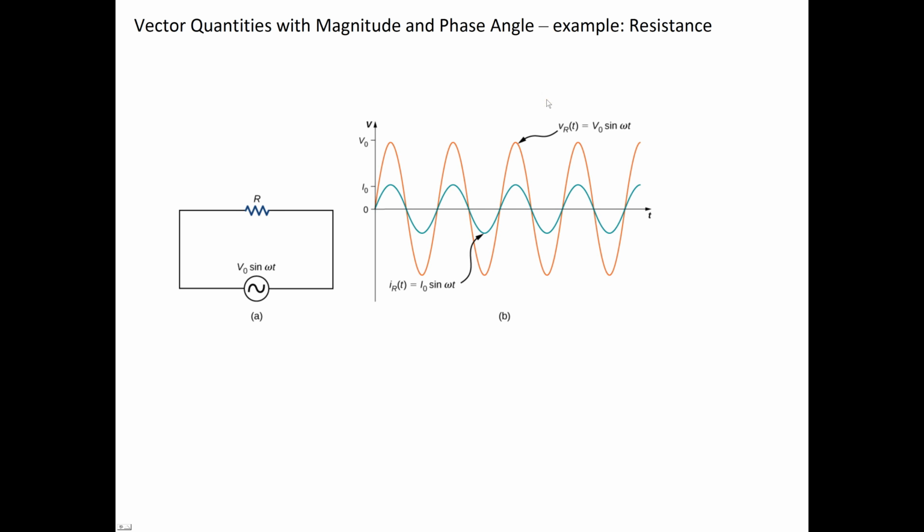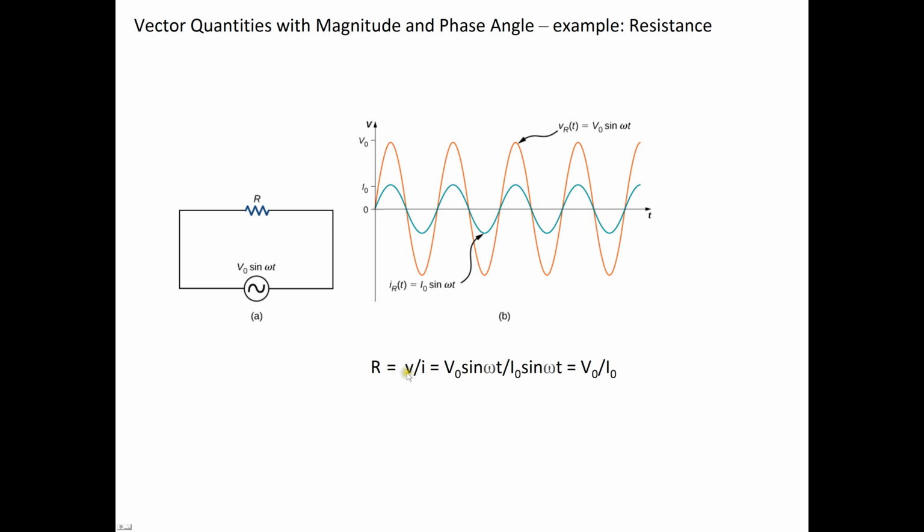Let's take a look at a vector quantity which has a magnitude and a phase angle rather than a magnitude and a direction. Let's look first of all at electrical resistance. Now, in electrical resistance, the resistance is expressed as the voltage divided by the current, and the current and the voltage in a resistive component will be exactly in phase.